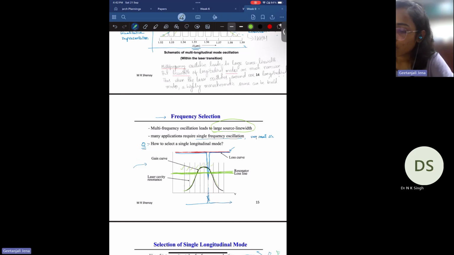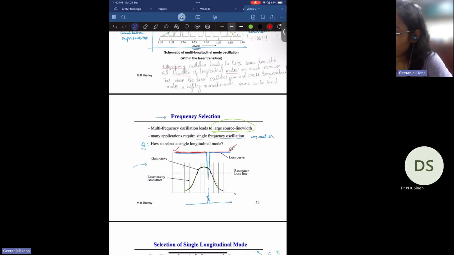Now, instead of this loss line, let's say we have a loss line above this gain curve, which is the red one. If you see this red curve, for this kind of loss, no longitudinal mode will oscillate inside the cavity, because whatever gain is achieved in the system will be lost due to the cavity loss. So if you have a loss line like this, then we don't have any longitudinal mode oscillation.